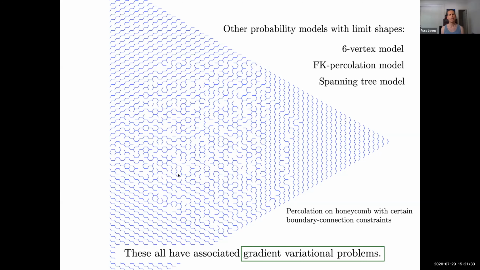I don't. In the 90s, that was one of the first examples of a limit shape after the Aztec diamond limit shape, and it involves spanning forests. And so there's a certain variational problem, very similar to the Dimer variational problem, which describes those limit shapes. Okay, thanks. I can send you the reference if you would like. Okay, sure.